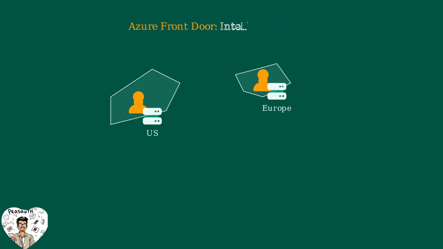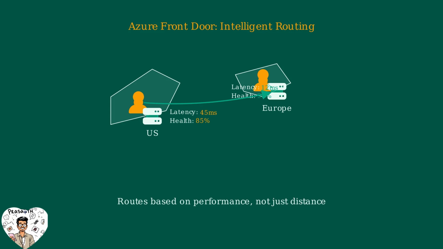Azure Front Door takes a much smarter approach. It considers multiple factors like latency, server health, and endpoint weighting to choose the best server for each request. Front Door continuously monitors server performance. Here we can see the US server has higher latency and lower health scores compared to the European server. Notice how Front Door routes the US user to the European server instead. Even though it's farther away, the European server has better performance metrics, resulting in a faster overall experience.